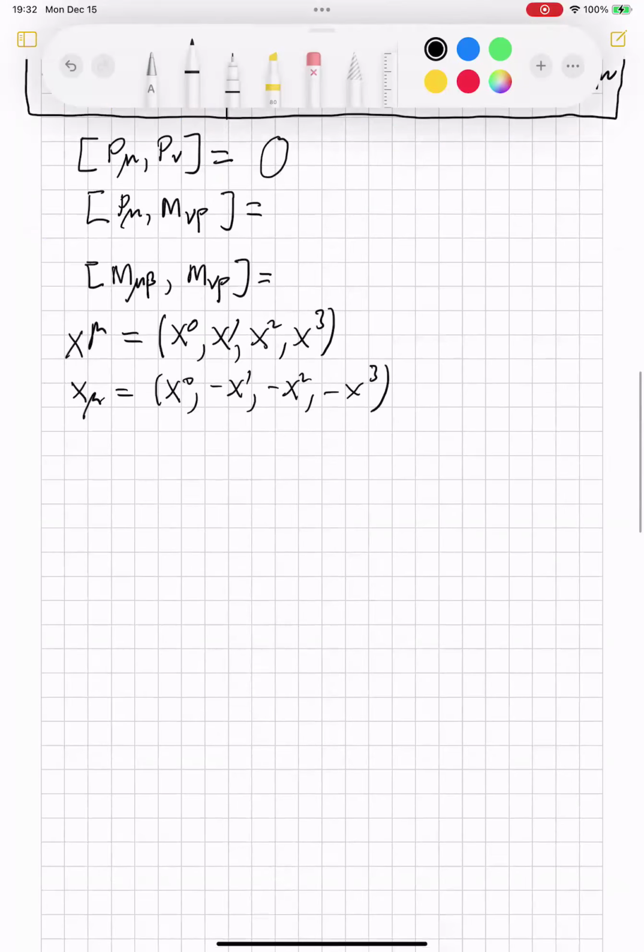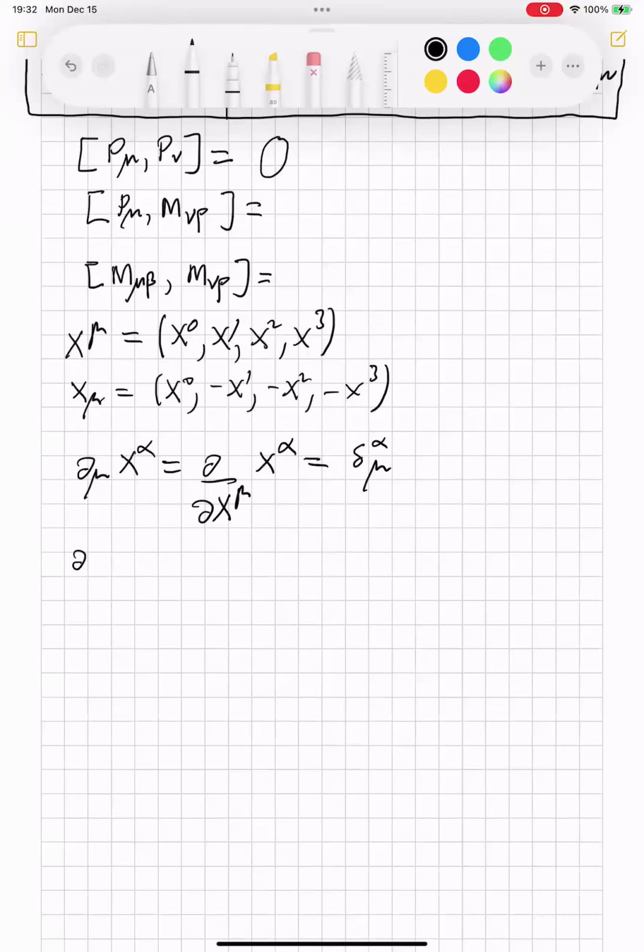So if we calculate something like d mu up on x alpha up, this is nothing but d by dx mu onto x alpha. You can see we're differentiating a coordinate with the index up with respect to a coordinate with the index up. And this just gives us delta mu alpha. So please go ahead and check that.